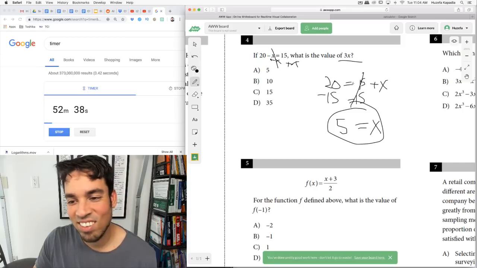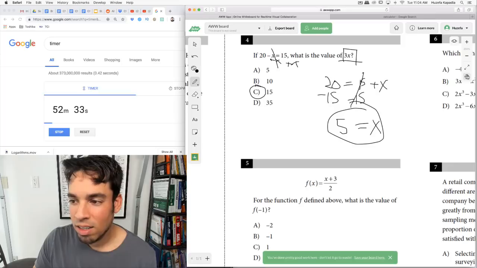Oh, no, I almost made my own mistake. What is the value of 3x? 3 times x is 15. Woo, okay, got to be careful there.